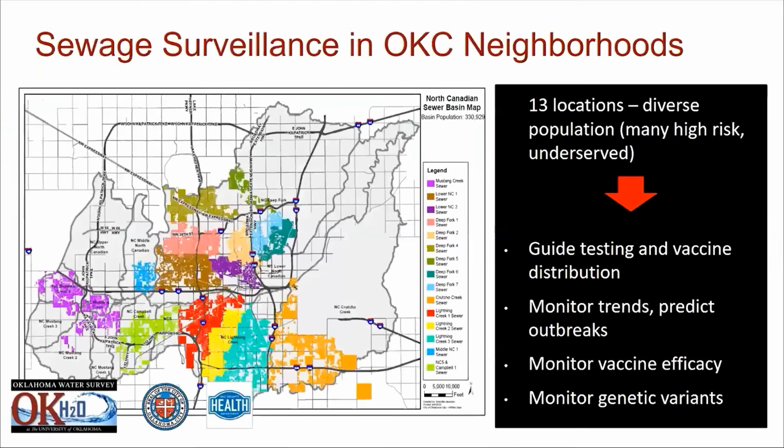So then within neighborhoods, we monitored 13 different neighborhoods within Oklahoma City, really worked closely with Oklahoma City County Health Department, and they've been a great partner for us all the way along, and utilized this neighborhood information to guide initially testing pods and later vaccine distribution, also monitoring trends, predicting outbreaks, and later to monitor vaccine efficacy and genetic variants in those locations. Although the vaccine efficacy stuff is probably relatively limited in what we've been able to do with this specifically.